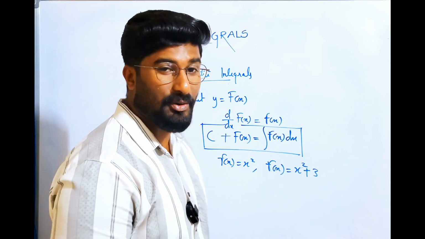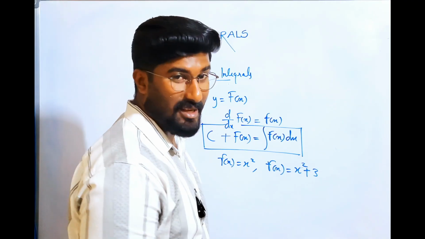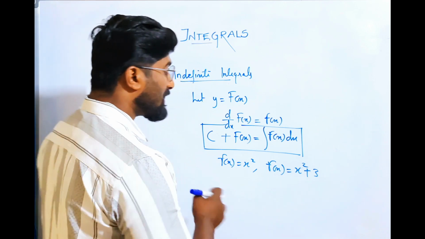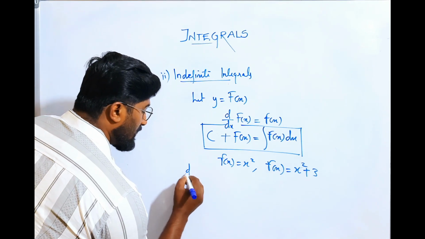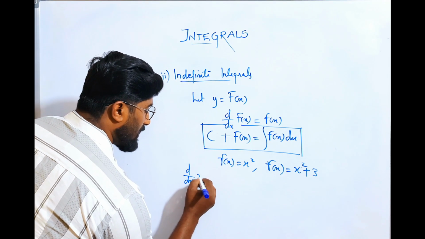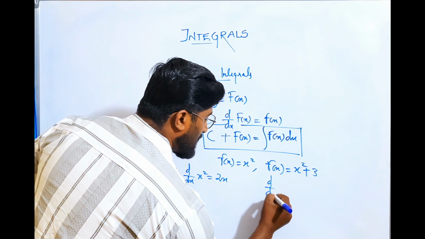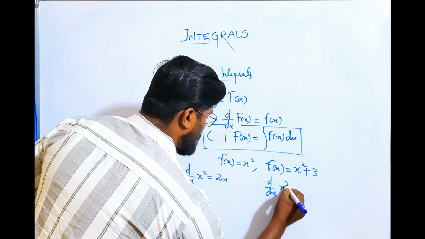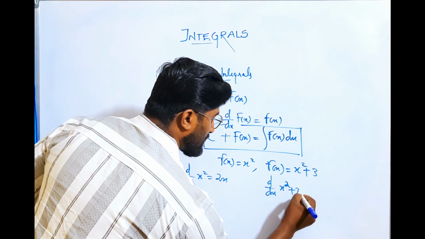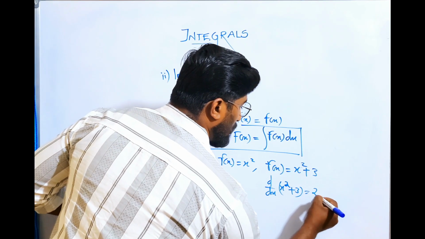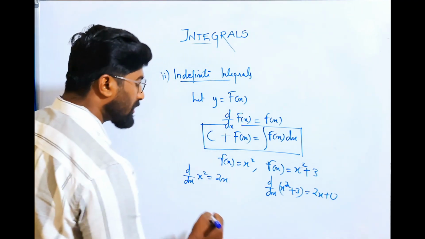f(x) = x², and f(x) = x² + 3. Find the derivative of these two functions. Here d/dx of x² is equal to 2x. Here also d/dx of x² + 3 is equal to 2x plus the constant 0.